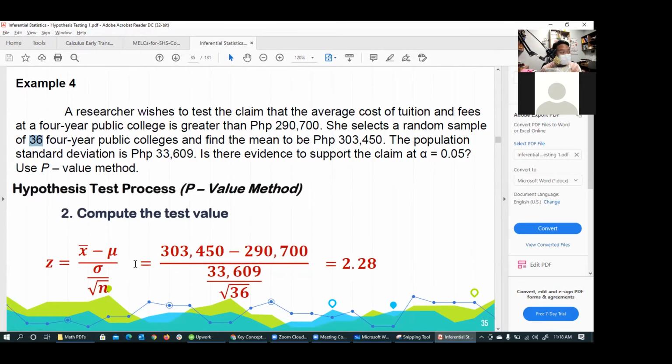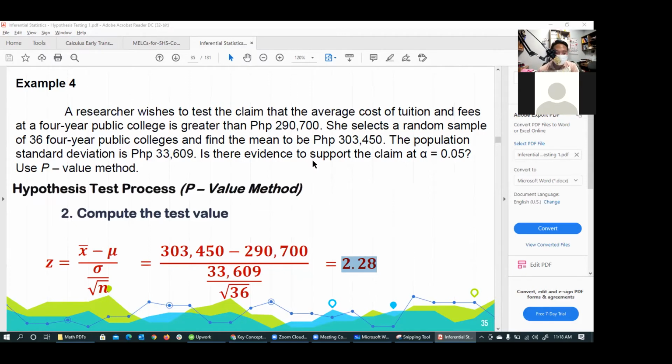If you're going to simplify this, guys, we would get an answer of 2.28. Kindly get your calculator and check if you have the same answer. 2.28. I hope you get the same answer. Sige.